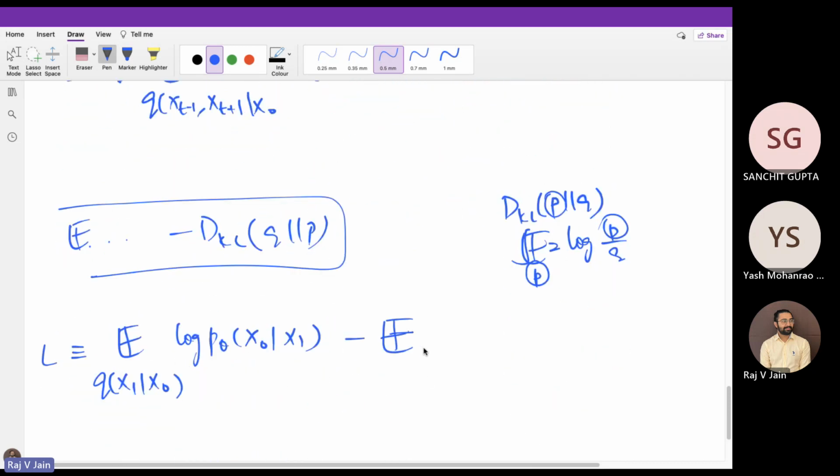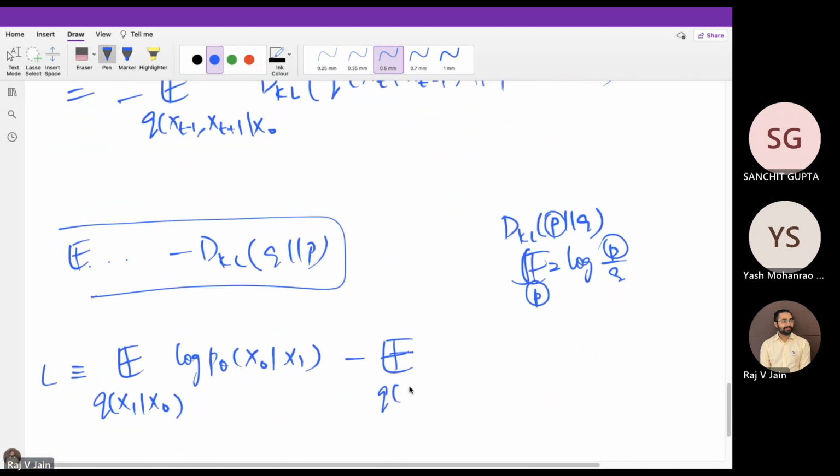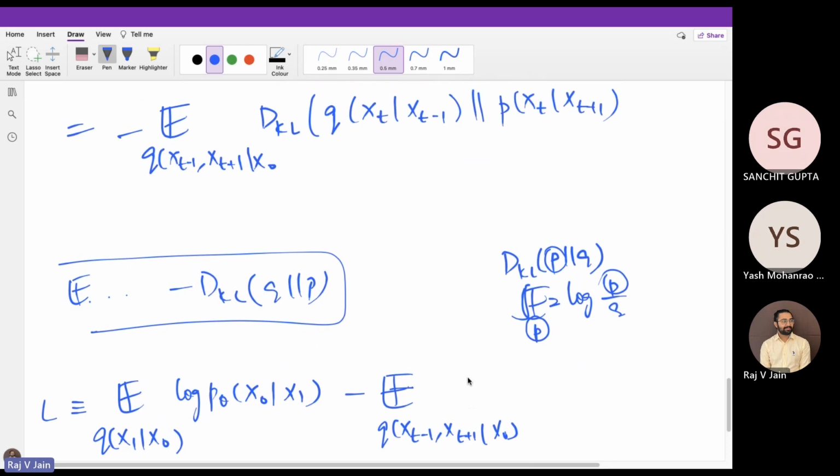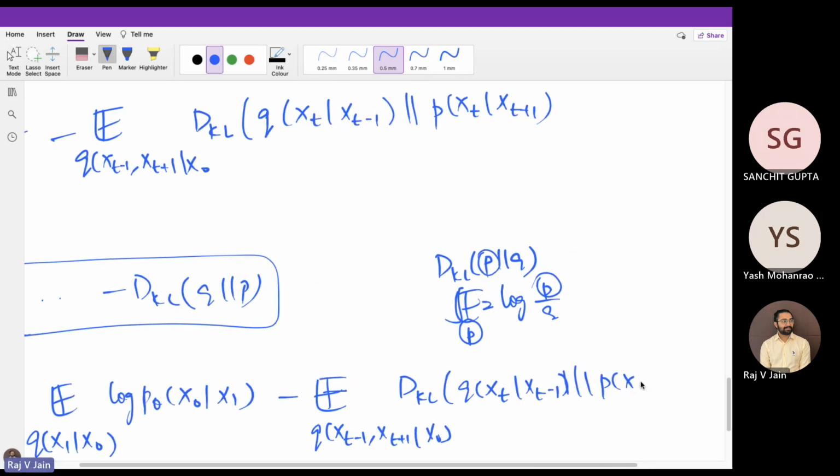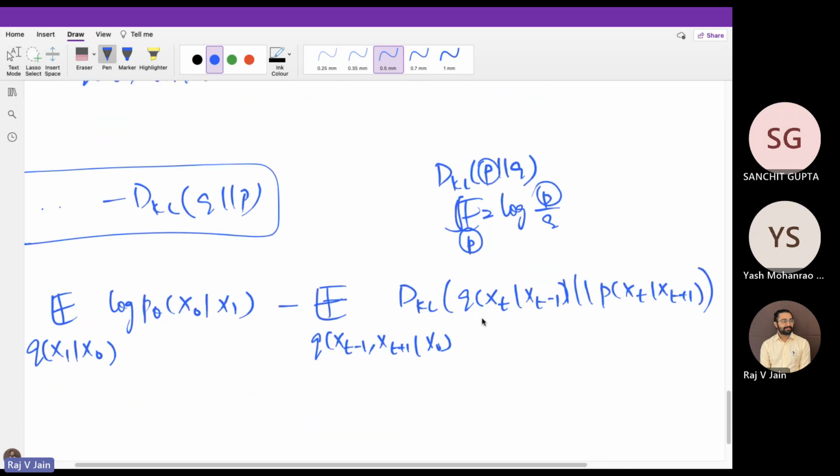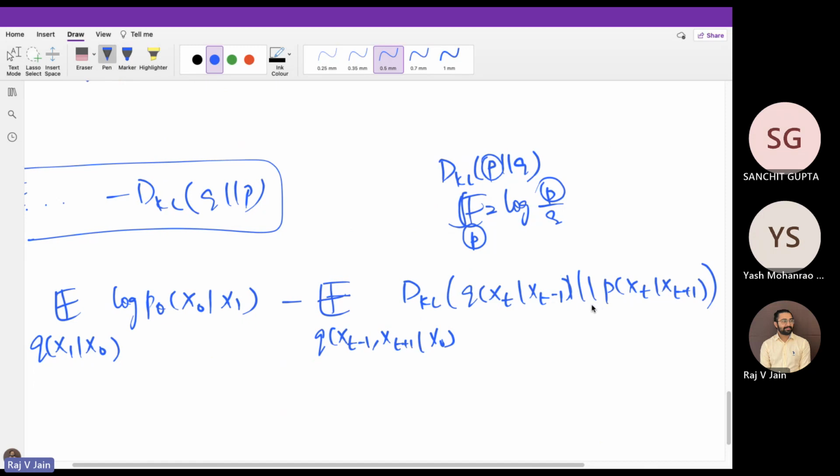So that was basically this expectation over q of xt minus 1, xt plus 1 given x naught, then the KL of this quantity, p of xt given xt plus 1. Again, the idea here is that both these distributions are over xt. So KL is defined.